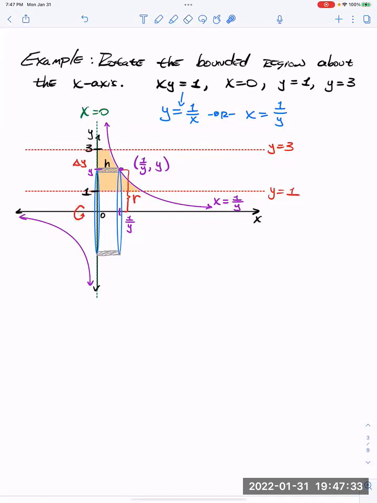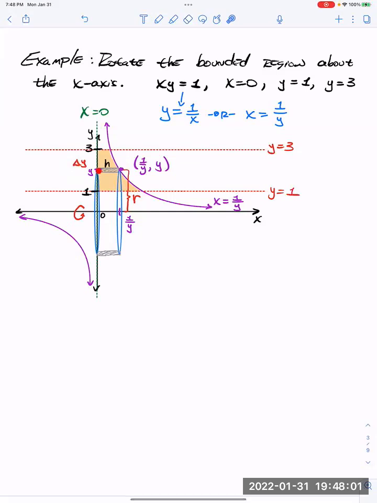Now, remember what I said in the last example. If you're creating shells, your partitions have to be parallel to the axis of rotation. Since my x-axis is horizontal, my partition has to be horizontal. Therefore, you're not partitioning the x-axis, you're partitioning the y-axis. That's why we have delta y here.